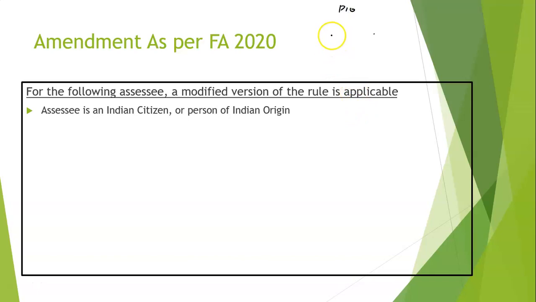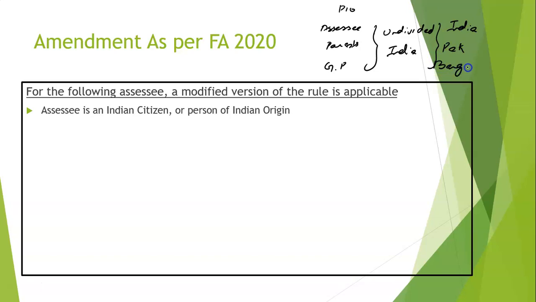An assessee shall be considered as a person of Indian origin if the assessee or the parents or grandparents of the assessee were born in undivided India. What is undivided India? That is India pre-independence, the landmass of India, Pakistan and Bangladesh. These three landmasses together were one entity, and that single entity is called undivided India. So if the assessee, the parents or the grandparents of the assessee were born in undivided India, then that assessee will be called a person of Indian origin.